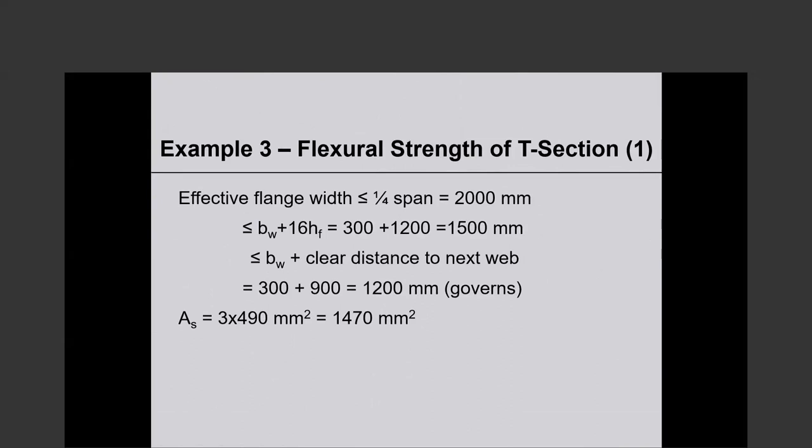So what is the effective flange width? It is the smallest of 3 things. 1/4 of the span. Our span is 8 meters, so 1/4 of that is 2 meters, 2000 millimeters.